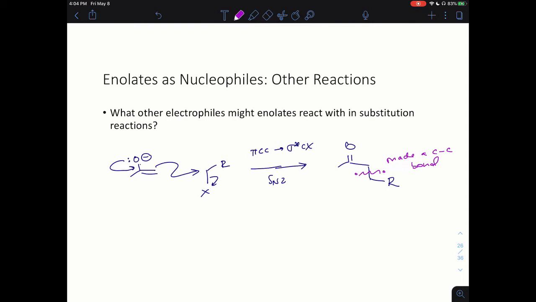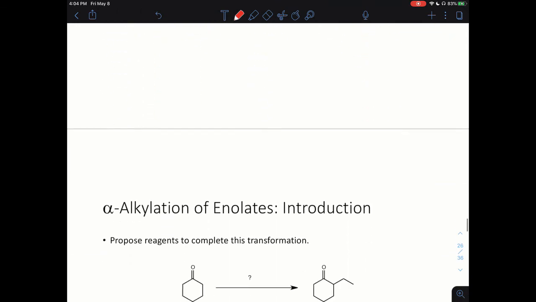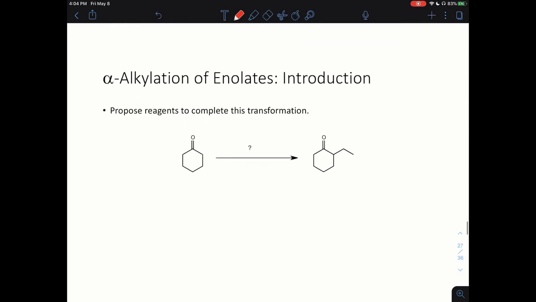So we're going to think more now. Oh, and here you're going to love this. So alpha carbon and alpha carbon. So this reaction that we just diagrammed out in a generic format is called alpha alkylation. We'll be adding alkyl groups to the alpha carbon of an enolate. Now it's your turn. See if you can propose specific reagents to accomplish this transformation.